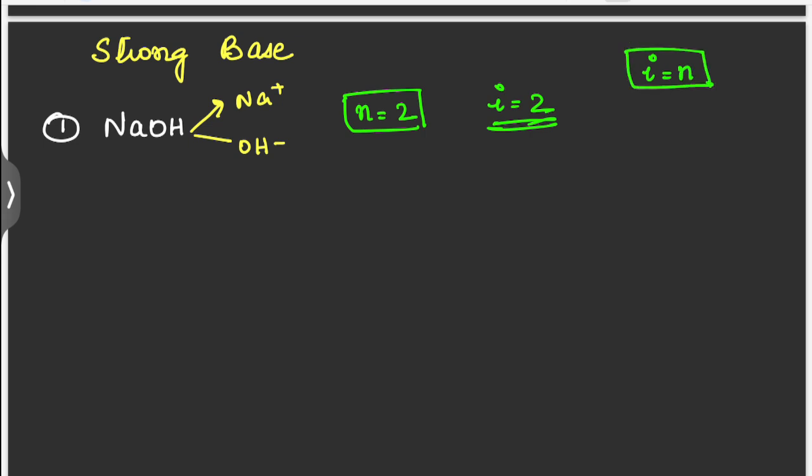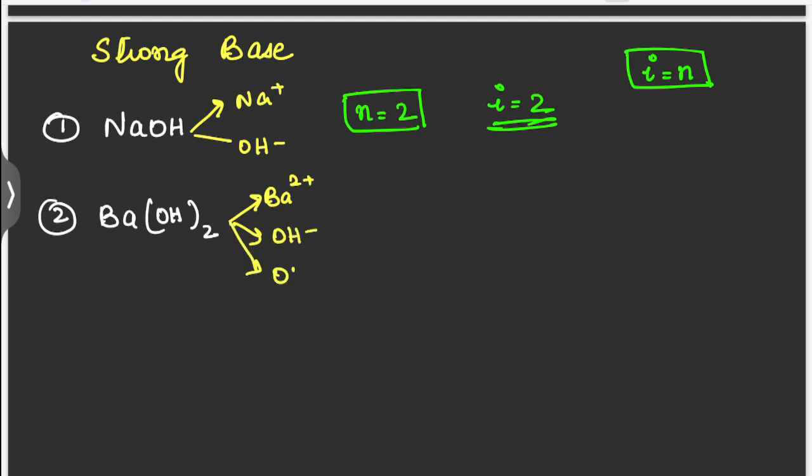Second example, we will take Ba(OH)2, barium hydroxide. How is barium hydroxide going to break? It is going to break as Ba 2 plus ion, and then OH minus ion, and then another OH minus ion. So how many ions are formed in total? 1, 2 and 3. Therefore, you can write the value of n is equal to 3. And what is the Van't Hoff factor? The i value is also equal to 3.